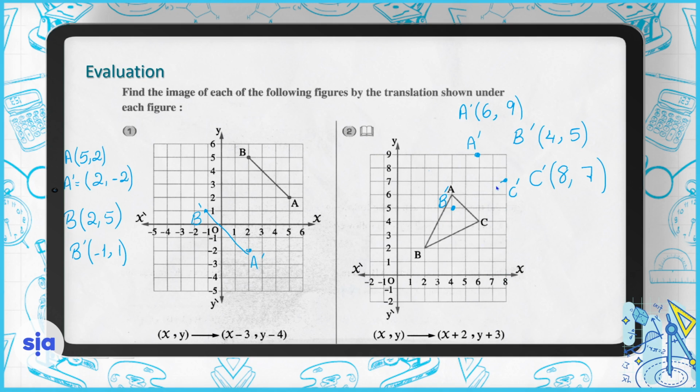After that, connect between them to get the image A', B', C'.